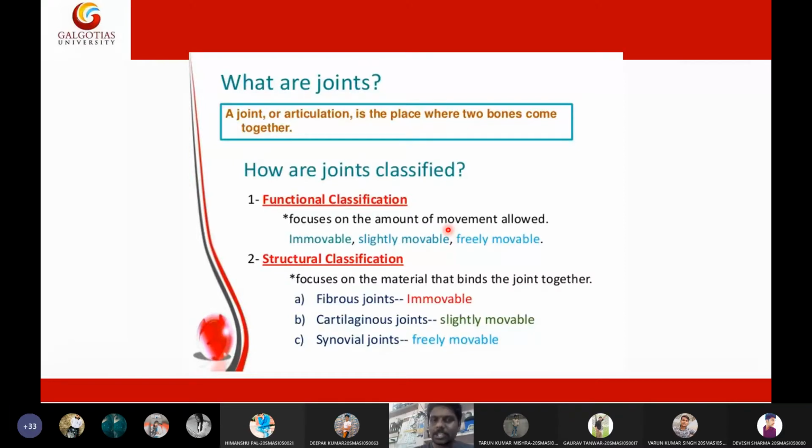And the second one is structural classification. I didn't say an important word here. In some textbooks, rather than saying structural classification, they say a very straightforward point, which is classification depending upon the tissue type. What tissue is the joint made of? Is it a fibrous tissue? Is it a cartilaginous tissue? Or is it a synovial tissue? Synovial here means whether it is a hyaline cartilage made tissue. Depending upon that, these joints are further divided into fibrous joints, cartilaginous joints and synovial joints.